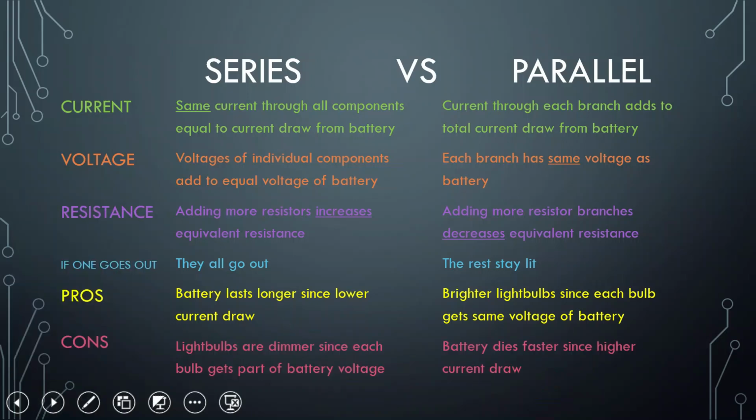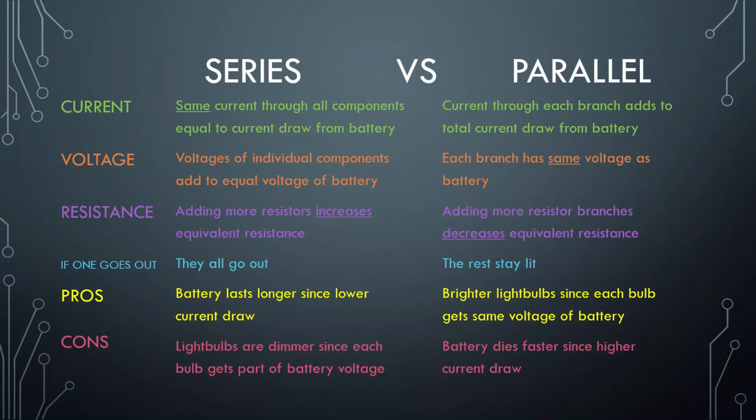Now, when you look at cons, as I just mentioned, the light bulbs in series are going to be dimmer since each bulb is going to get part of the battery voltage instead of the whole voltage. Now, this is actually a safer way to operate. Most components have a maximum voltage, and if you exceed that voltage, they burn out. It's pretty easy to do that with little light bulbs in a circuit. So you do have to be careful with that. So series circuits are actually a little safer in terms of each component itself having a smaller voltage draw.